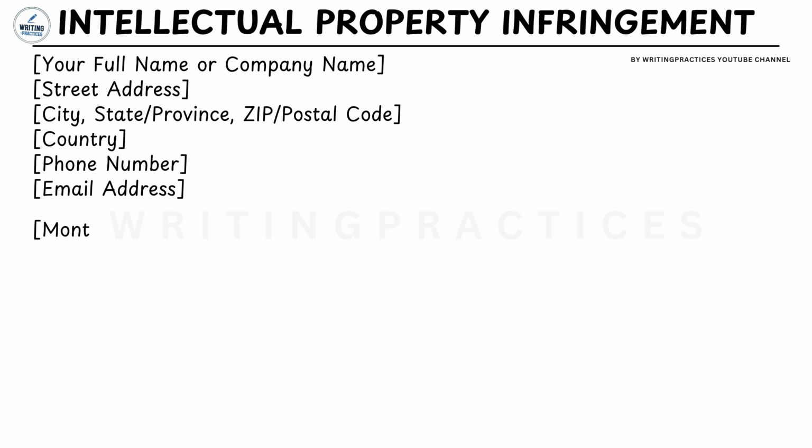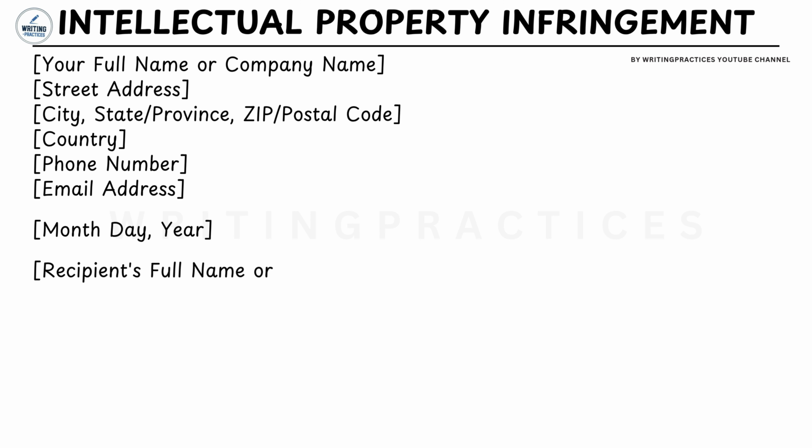Date. After your contact information, write the date. For example, August 4, 2026. The date establishes when the notice was issued and creates an important record of your communication. If the matter later proceeds to legal review, the date may help demonstrate when you first notified the recipient of the alleged infringement.